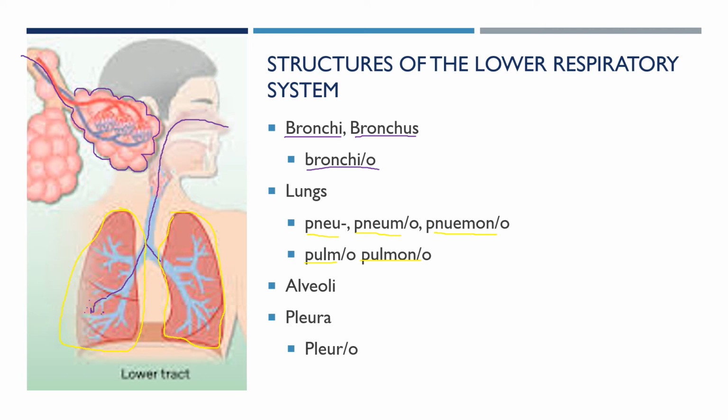And then the last structure that we want to talk about is the pleura. Now, the pleura in this picture would be the dark red right on the very outside edge of these lungs. And the pleura is the membrane that surrounds the outside of the lungs, protects it, and keeps it moist so that friction doesn't build up when the lungs expand and contract. The medical term for pleura is pleur or pleuro with its combining form.